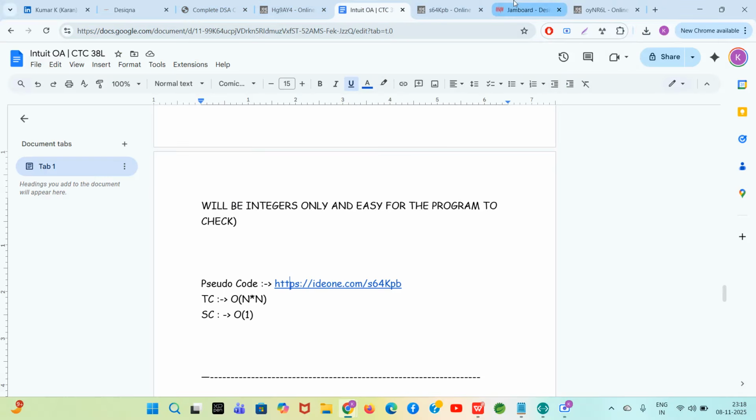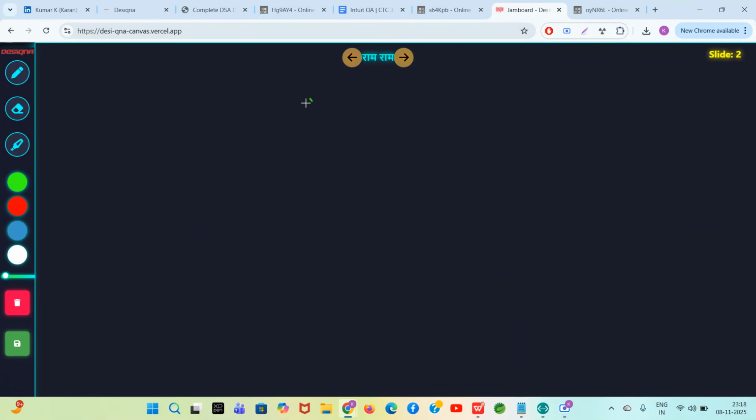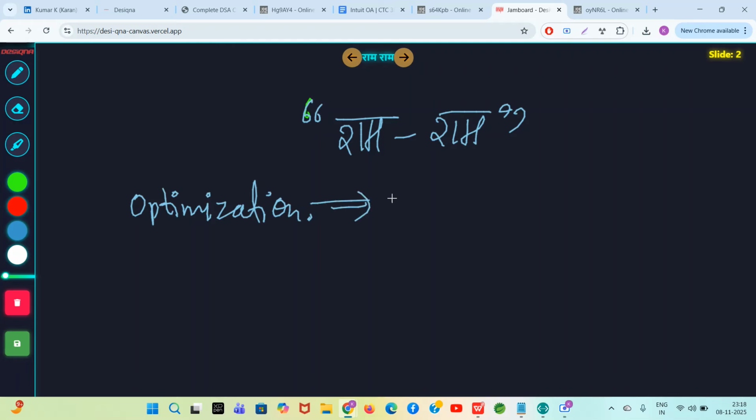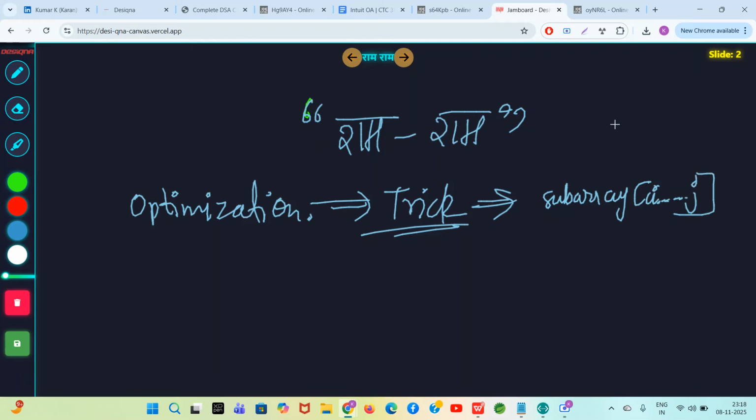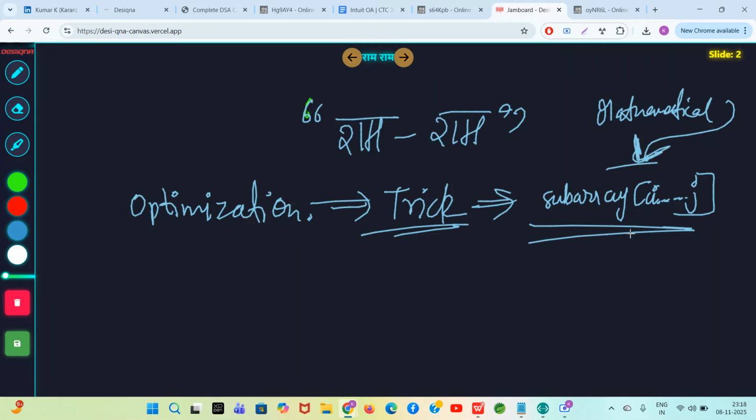Now guys, for the optimization, let me write with blue color. For the optimization you need to know some tricks. You need to know a very special trick, and that trick is called the subarray problem trick, where you are trying to make a mathematical relation from i to j. Whenever you are trying to make a mathematical relation from i to j, you should know that you are doing the subarray i to j trick. This thing should be very clear in your mind.